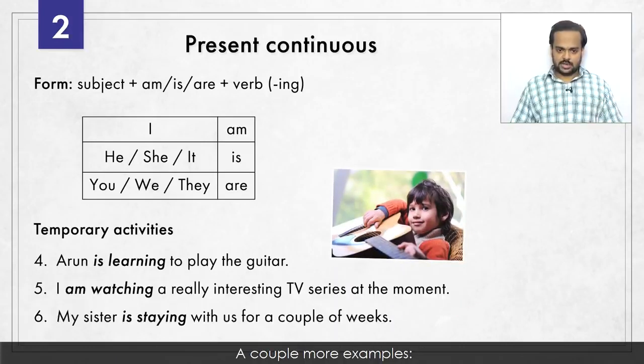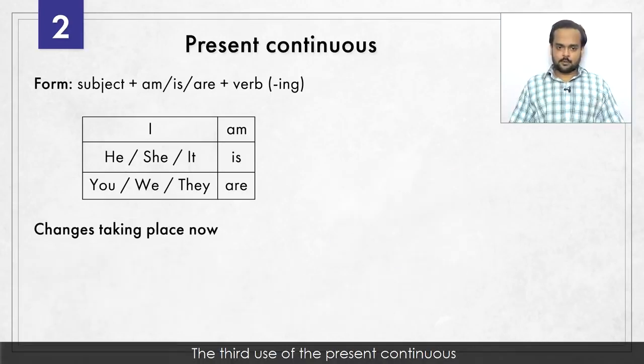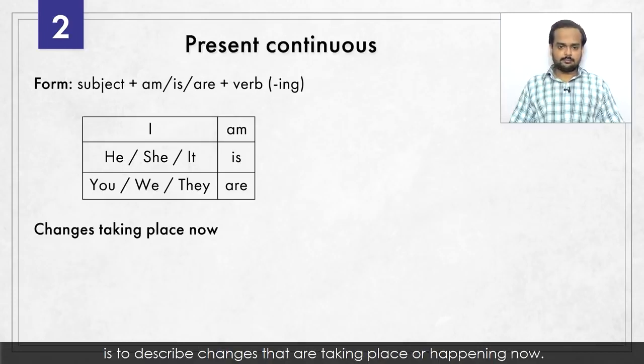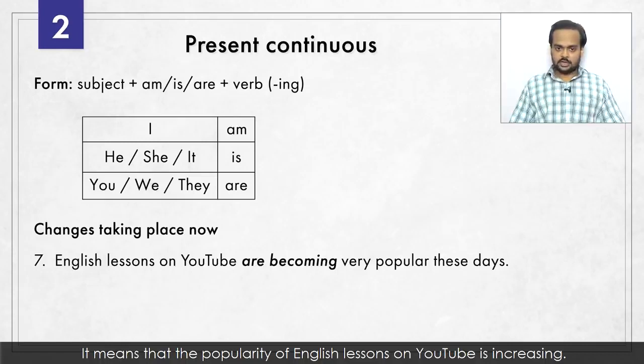A couple more examples. I am watching a really interesting TV series at the moment. My sister is staying with us for a couple of weeks. The third use of the present continuous is to describe changes that are taking place or happening now. English lessons on YouTube are becoming very popular. It means that the popularity of English lessons on YouTube is increasing.